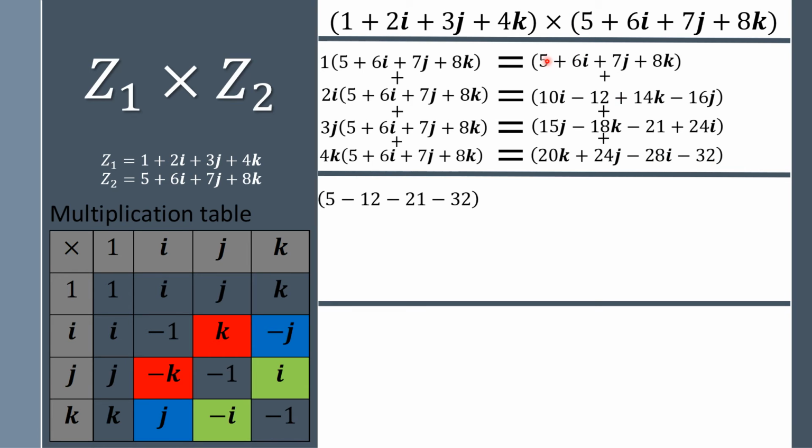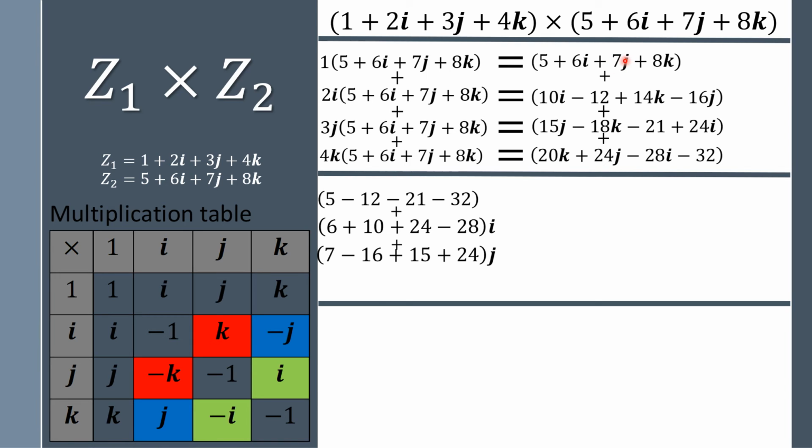Let's collect like terms. 5 minus 12 minus 21 minus 32. Let's collect the i's and then factor out the i's. So we have 6i plus 10i plus 24i minus 28i. Let me just factor out the i here. We'll do the same thing with the j's. So we have 7 minus 16j plus 15j plus 24j.